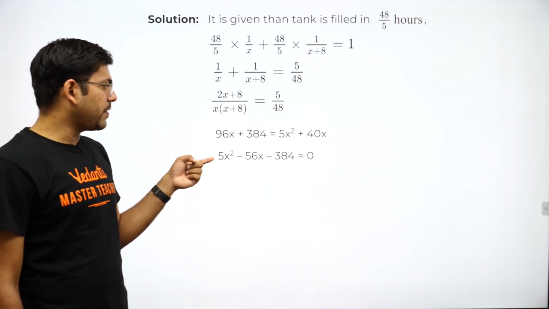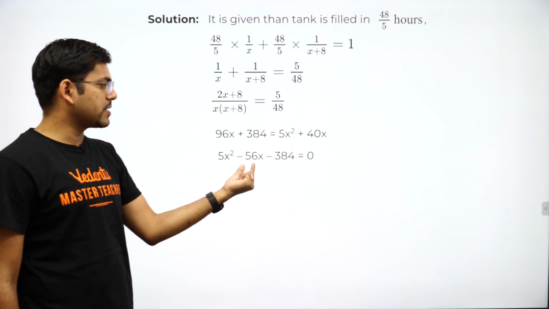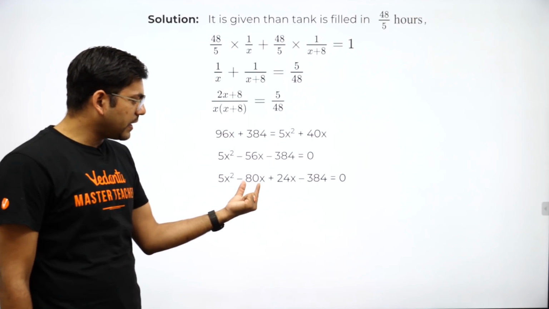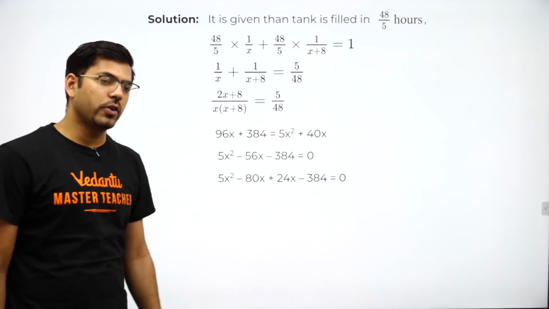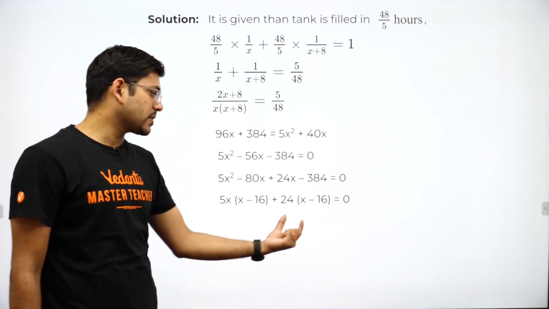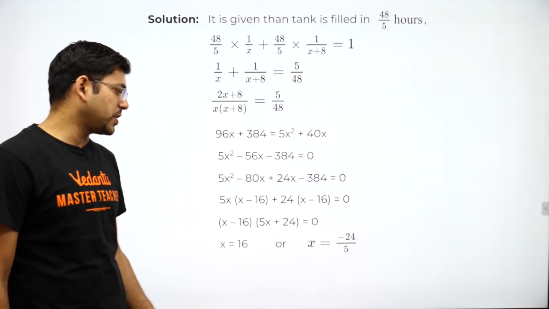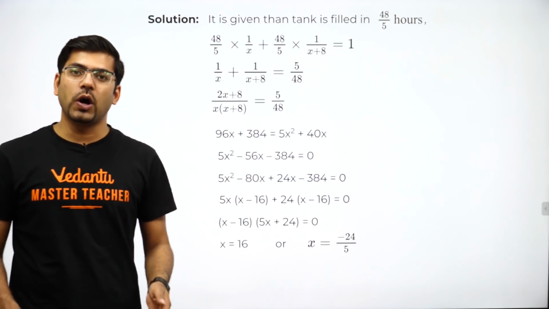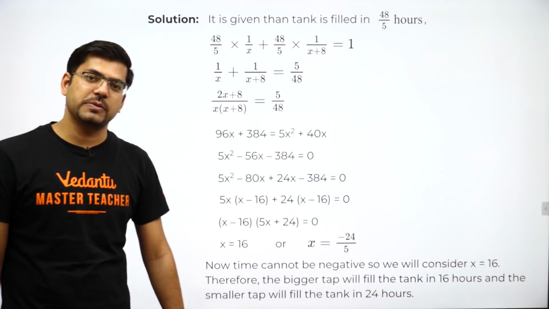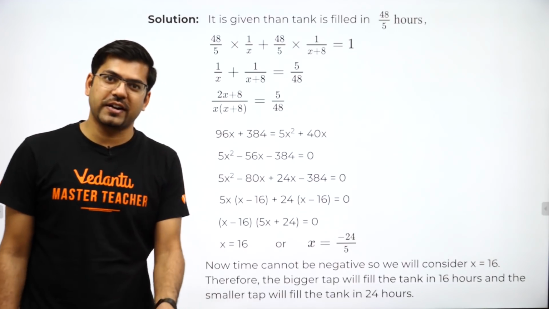Now moving to next, 5x square minus 56x, sending this to this side, 96 minus 40 is minus 56, minus 384. Then doing the middle term splitting, that is 5x square minus 80x plus 24x minus 384, and then taking common 5x, x minus 16 plus 24 common, x minus 16. Taking x minus 16 common, 5x plus 24 is remaining and x would be equal to 16 or minus 24 by 5. Now we all know time cannot be negative, so x would be equal to 16. So negative part has been eliminated because of only one reason, which I said right now.